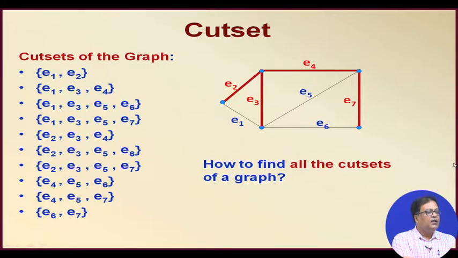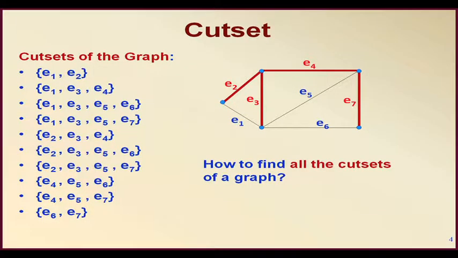are identified here, right. So, cut sets of the graph: E1, E2; E1, E3, E4; E1, E3, E5, E6; E1, E3, E5, E7; E2, then E3 and then E4; E2, E3, E5 and E7; then E4, E5, E6; E4, E5, E7 and E6, E7. So, you see, like that all the different cut sets one can find out, and the question still remains how to find all the cut sets of a graph.